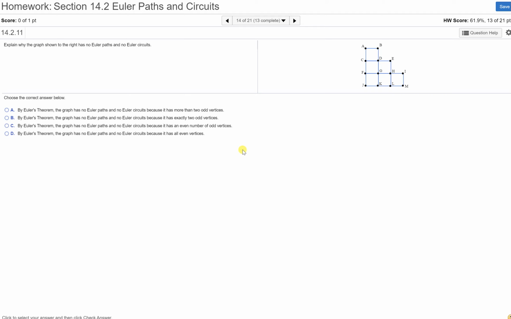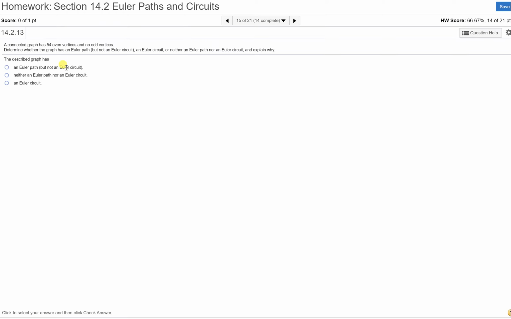Whoa, that's pretty cool. So let's see. Explain why the graph shown has no Euler path and no Euler circuit. I don't even have to look at that graph. It must have more than 2 odd vertices. Let's see. It has more than 2 odd vertices. It's the only answer that makes sense with the theorem. So we know that. We don't even have to bother with the graph.